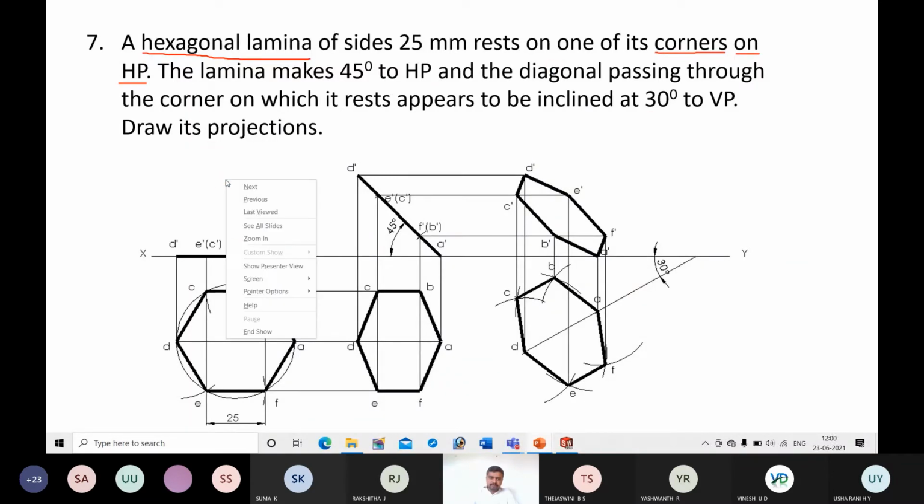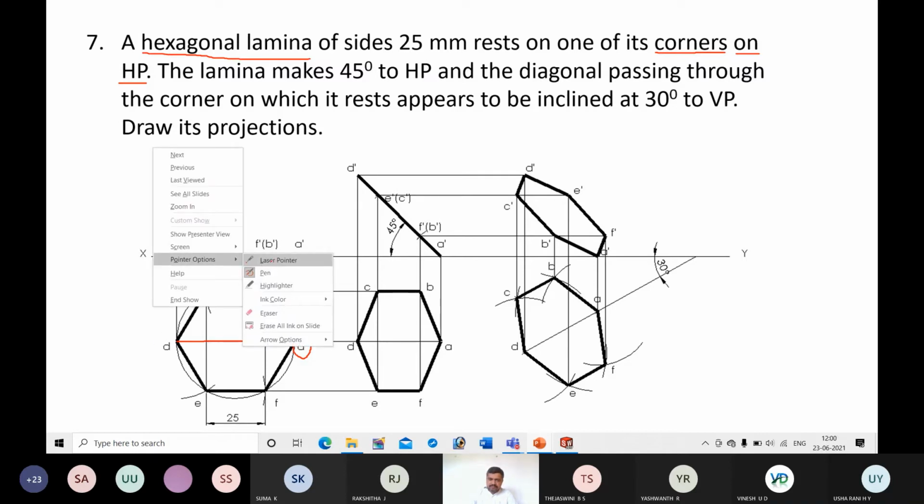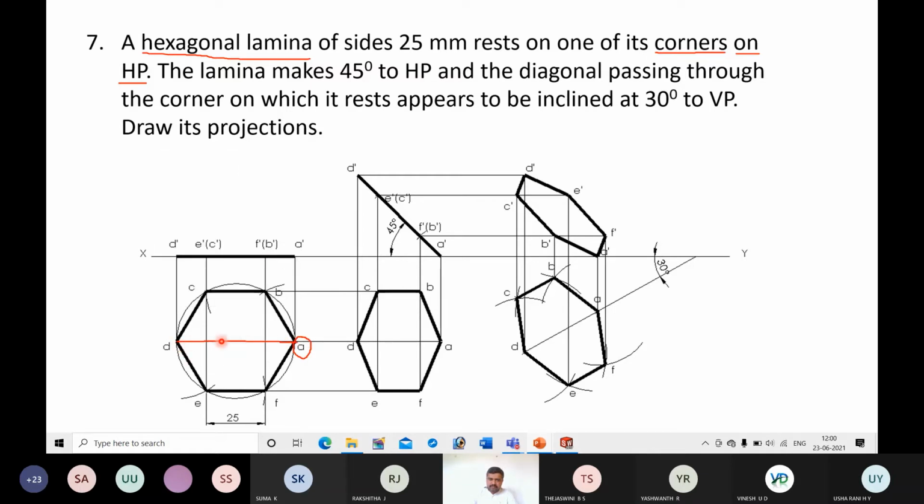In this problem, we are considering AD. A is the resting corner. The diagonal passing through the resting corner is this line. Diagonal means a line which will divide the polygon into two equal parts. In some cases they will use the term median. Both are the same. So here AD is the diagonal. Initially the length of AD will be this much.